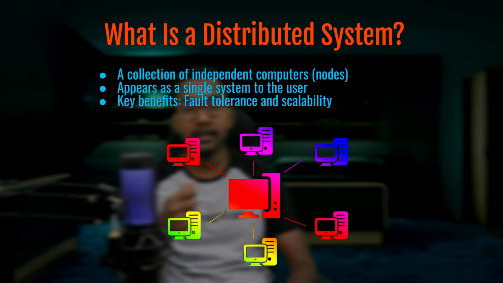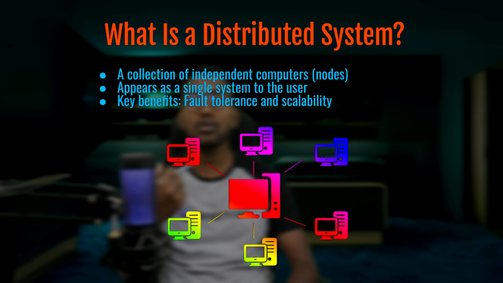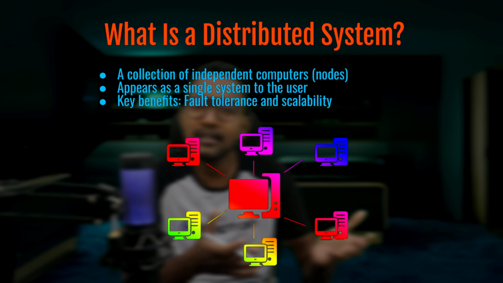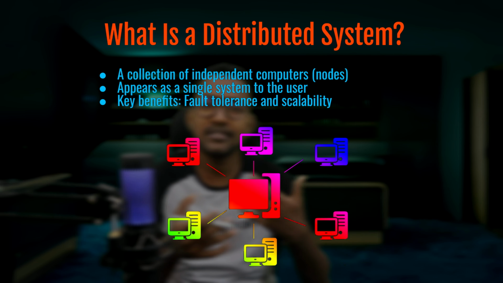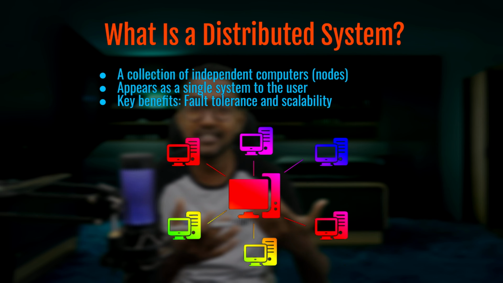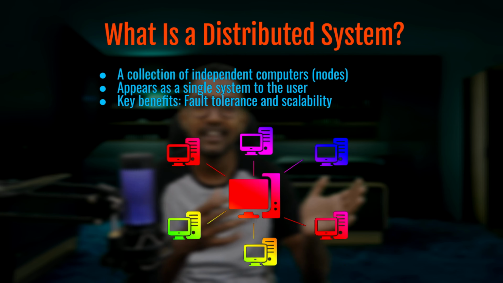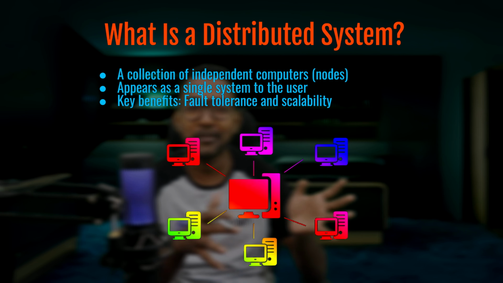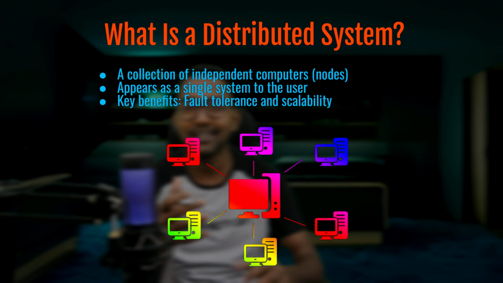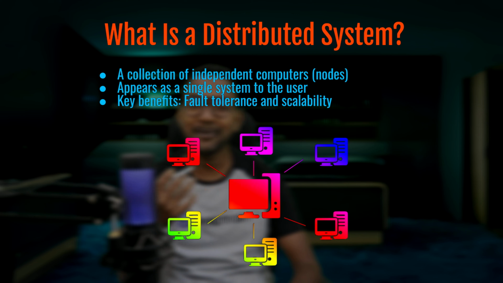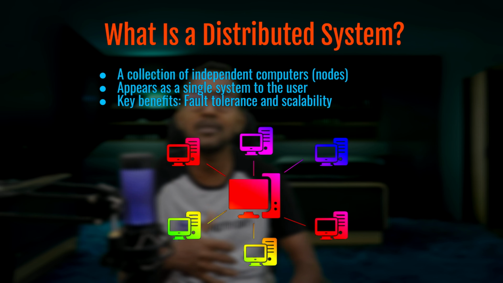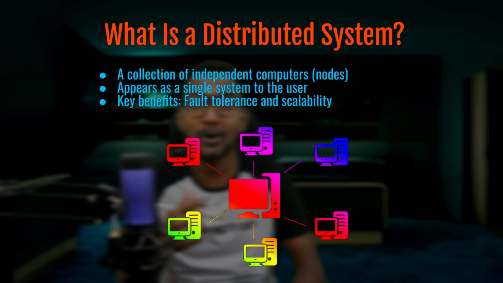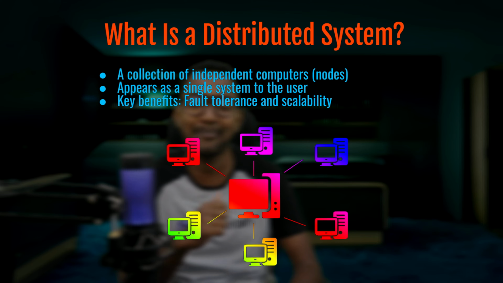Secondly, scalability. As your platform grows and more users come online, you can easily scale by adding more nodes. This ensures that your system can handle the increased load without slowing down or crashing. It's like adding more lanes to a highway to accommodate more traffic. Now that we have covered what a distributed system is and its benefits, let's move on to the next slide where we will discuss two important factors that impact the performance of a distributed system: latency and bandwidth.